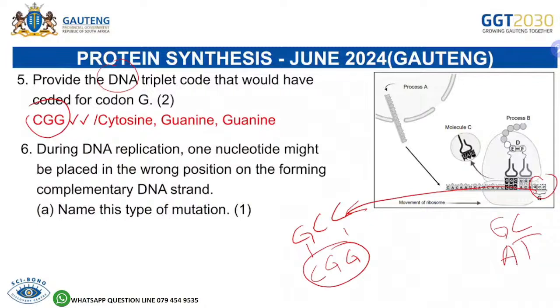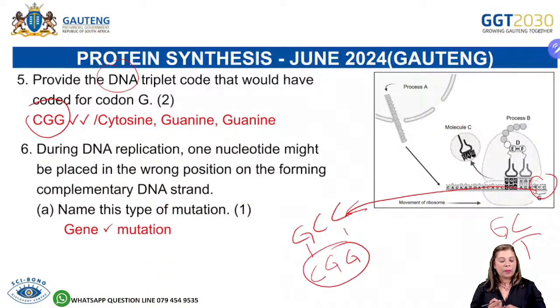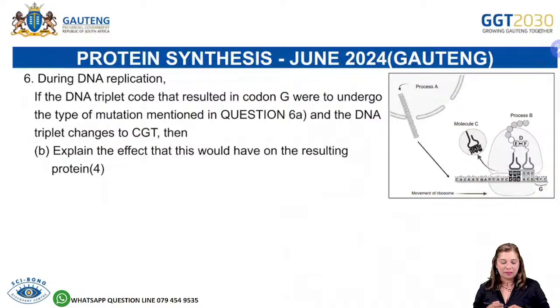During DNA replication, one nucleotide might be placed in the wrong position on the forming of the complementary strand. This is a type of mutation. Name this type of mutation. What mutation is that? It's DNA. DNA is dealing with genes. It's gene mutation. Now, you might be familiar with gene mutation when you watch movies like X-Men and Spider-Man. Remember, there was a chemical reaction and that changes the structure of the genes. Okay? So that is why when you look at X-Men, they have the ability to stretch and they have got laser vision, because the DNA sequence has been altered.